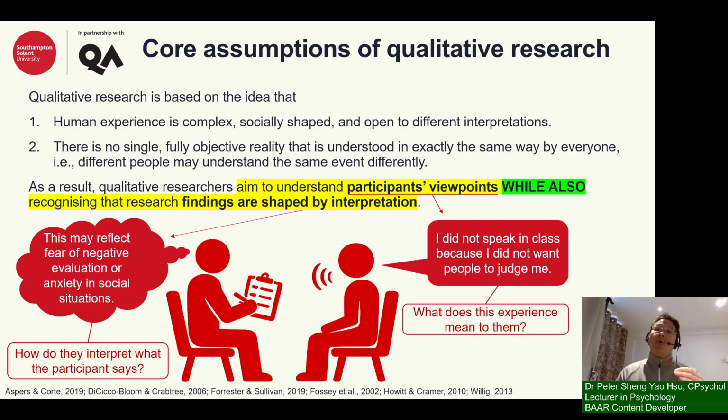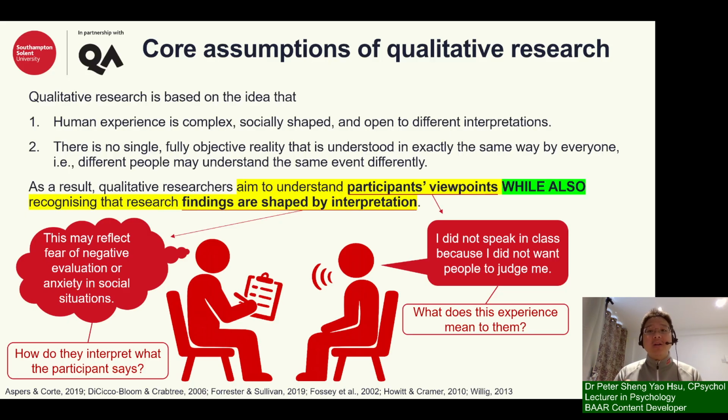This is why qualitative research does not assume that there is always one simple, fully objective interpretation of an experience. Different people may understand the same event differently. Here we have an example statement. I did not speak in class because I did not want people to judge me. A quantitative approach might turn this into a score, for example, by measuring fear of negative evaluation using a questionnaire. That can be useful.